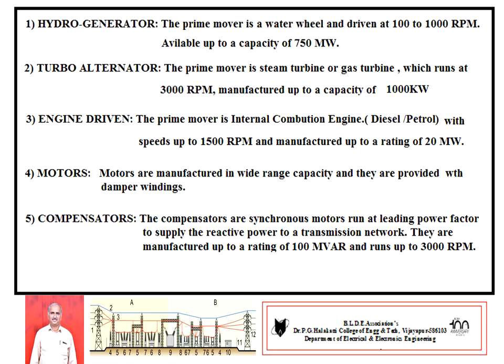Usually induction motors and all industrial loads are lagging power factor. Hence, to improve the power factor in the industry or in the transmission line, these synchronous motors are used. Main function: to compensate the reactive power to improve the power factor. Such type of synchronous motors are available in the range up to 100 MVAR and run at 3000 RPM.